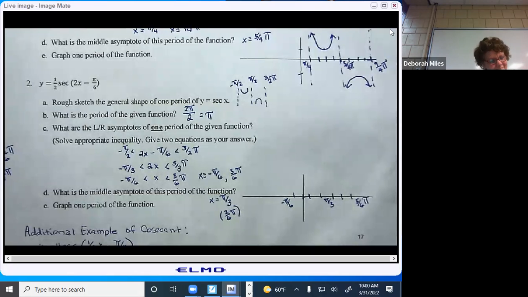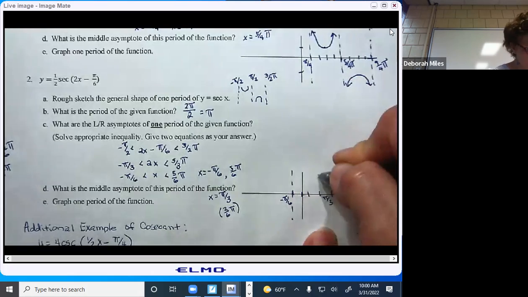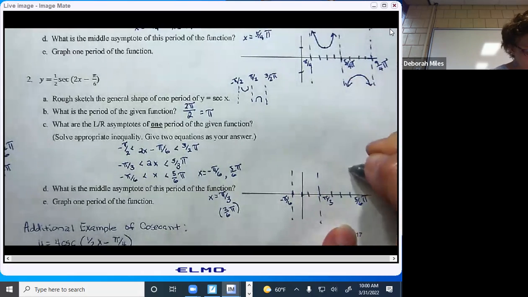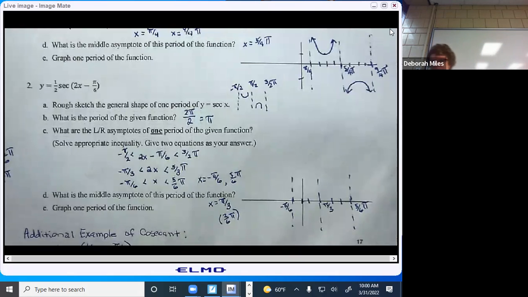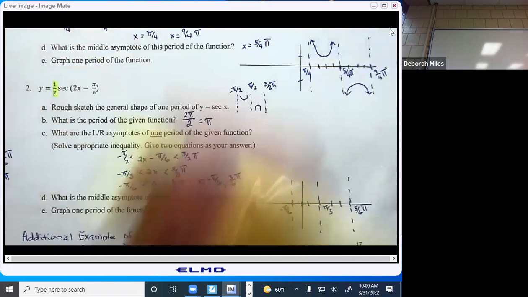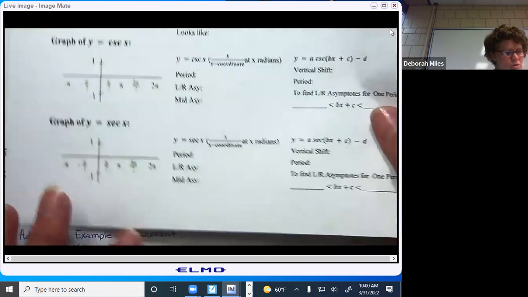Okay. Left asymptote, right asymptote, middle asymptote. And the only thing that we haven't accounted for yet is this half. And maybe y'all can help me think of a good way to label that on this review.